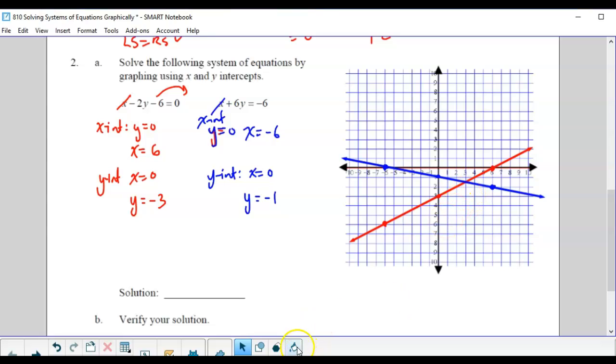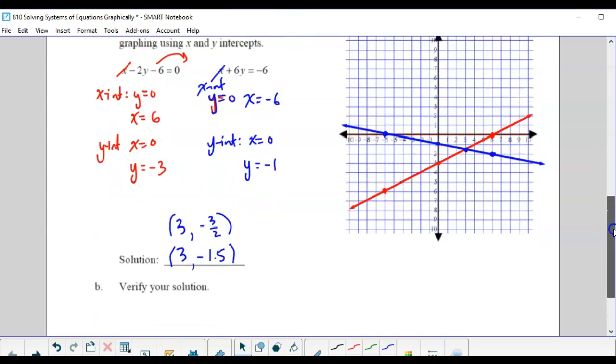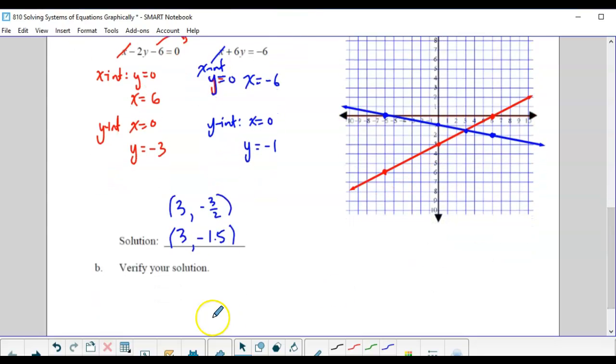By graphing, that's why algebraic solutions are going to be better, because we'll be more sure about our solution. To me, it looks like about 3 and -1.5, or 3 and -3/2. Okay, approximately. So let's verify. So let's see here.